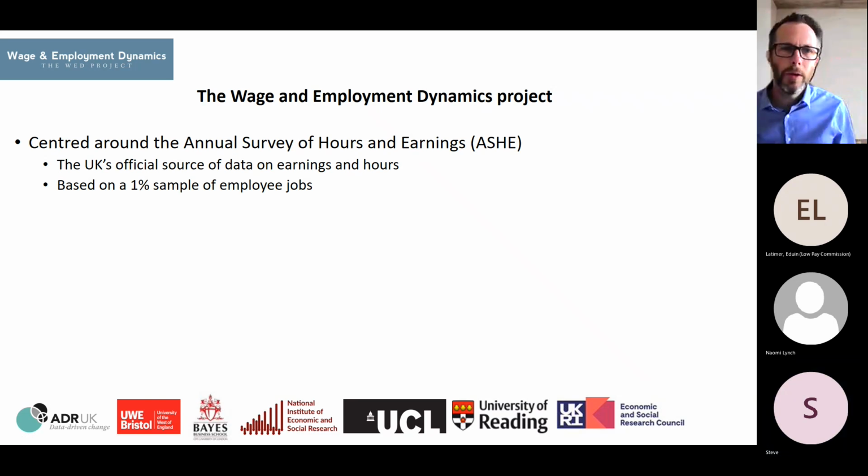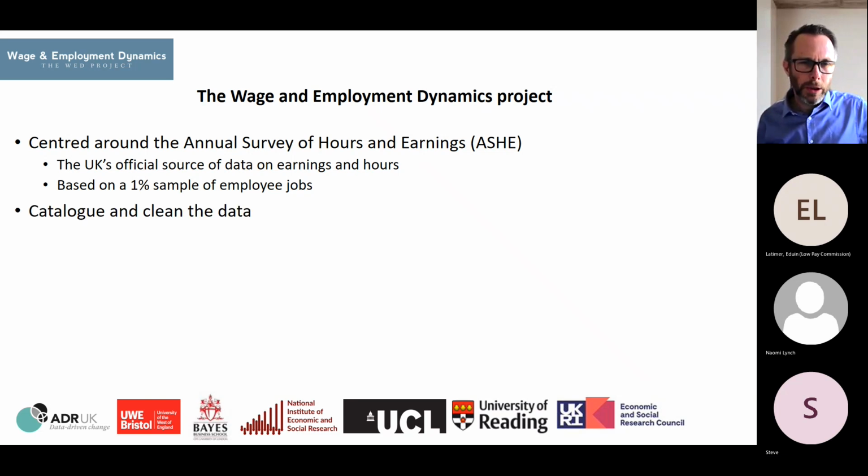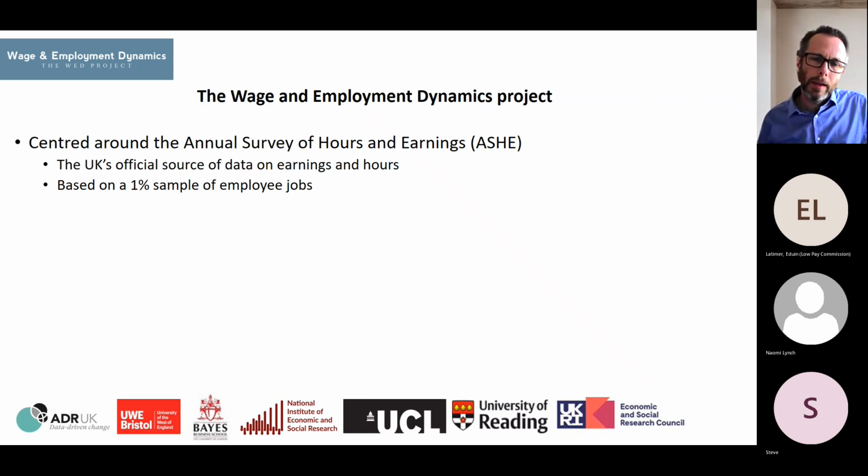So this project is focused on the Annual Survey for Hours and Earnings, or ASHE. It's the UK's official source of data on earnings and hours, based on a 1% sample of employee jobs. So it's an annual survey. Obviously, what the ONS do, they take an annual sample from the PAYE register. They mail out to the employers of those jobs, and they ask them for data on earnings and hours.